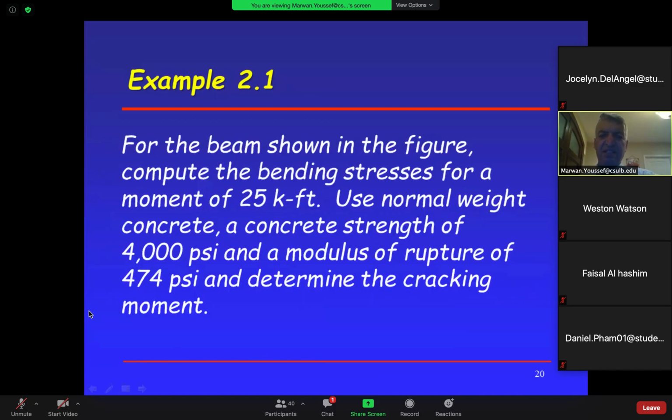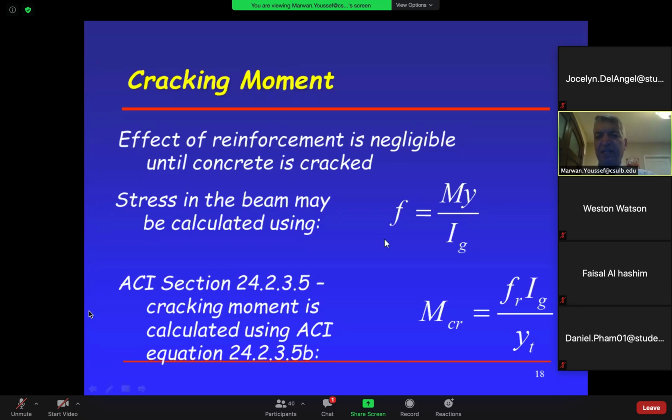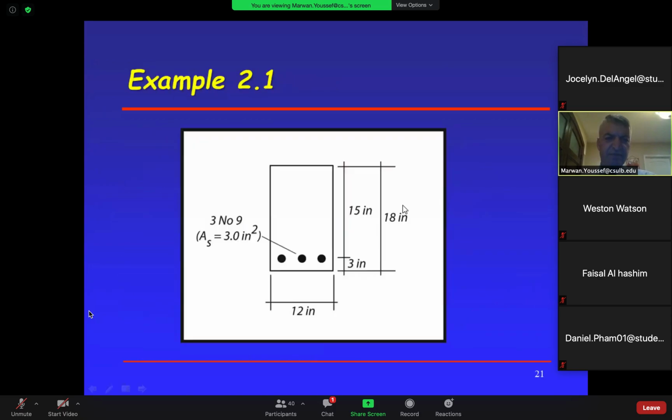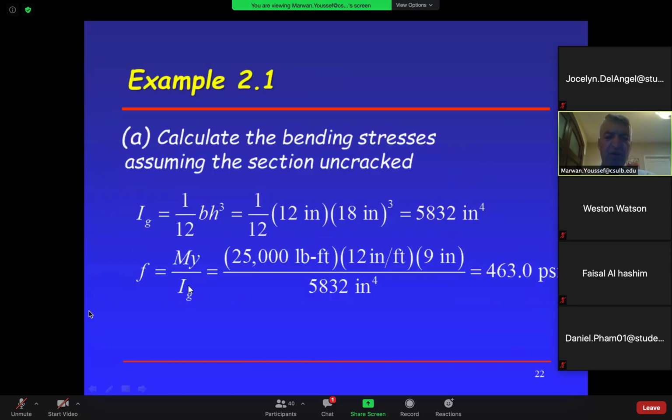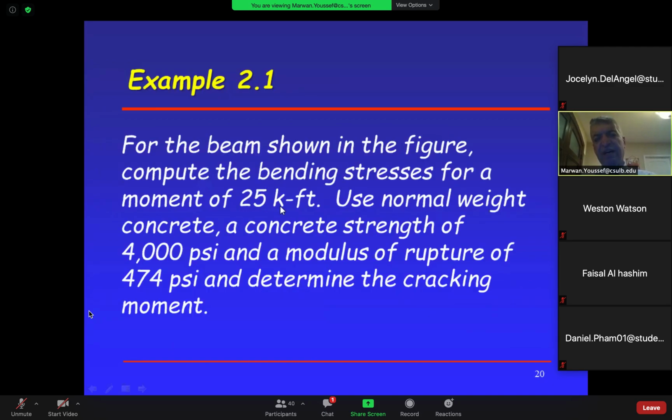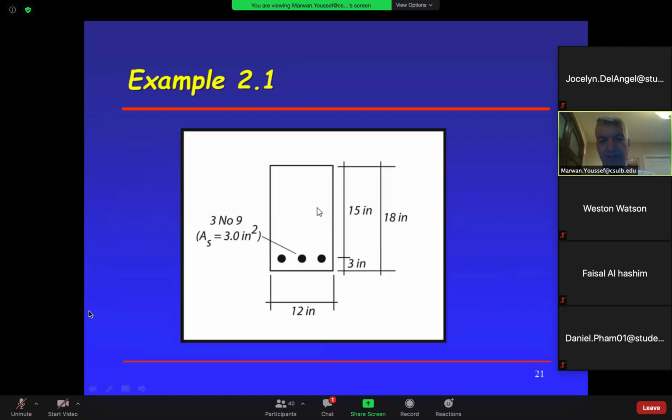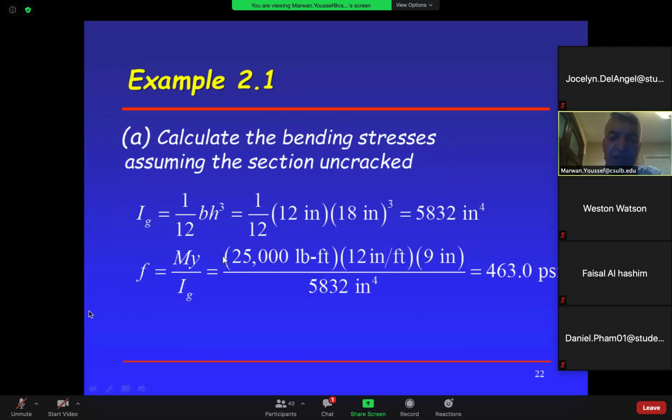Now, he's asking me for the bending stresses. What is the bending stress? This is the formula. I just plug in here. So the bending stress is My over Ig. M is 25. He gave me 25 kip-feet. So watch for the units. We're going to multiply by 1,000 to get it in pound-feet. Y is 12 inches per foot to get this unit from feet to inches.